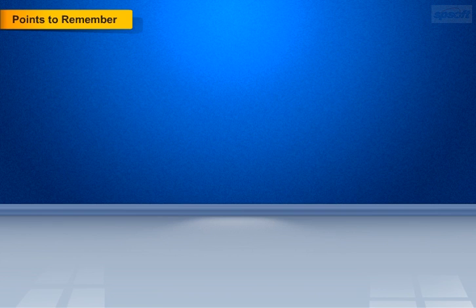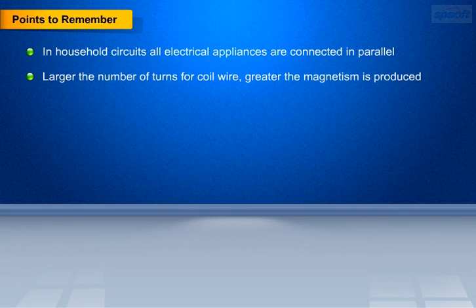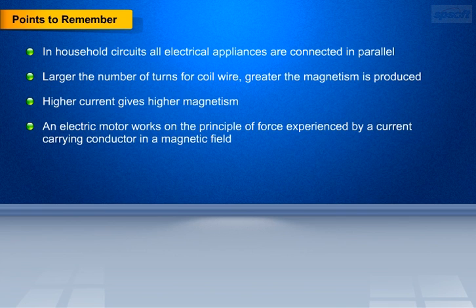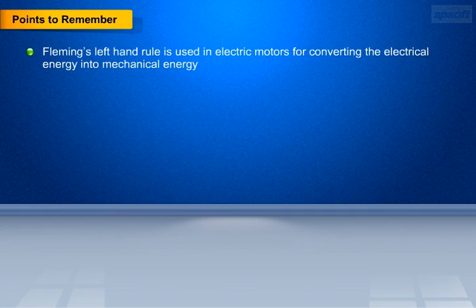Remember these important points. In household circuits all electrical appliances are connected in parallel. Larger the number of turns of coil wire, greater the magnetism produced. Higher current gives higher magnetism. An electric motor works on the principle of force experienced by a current-carrying conductor in a magnetic field. A circular coil carrying current is similar to a magnet. The core of a solenoid acts as an electromagnet. Fleming's left-hand rule is used in electric motors for converting the electrical energy into mechanical energy.